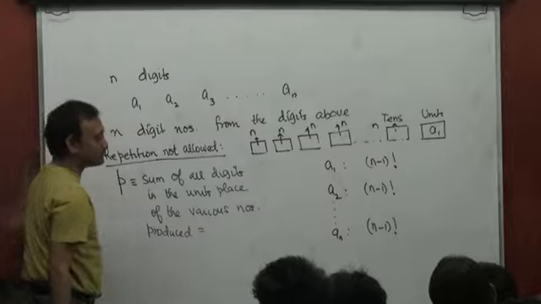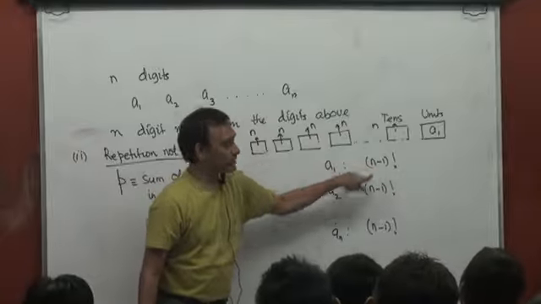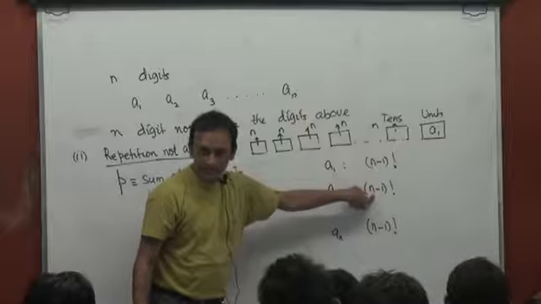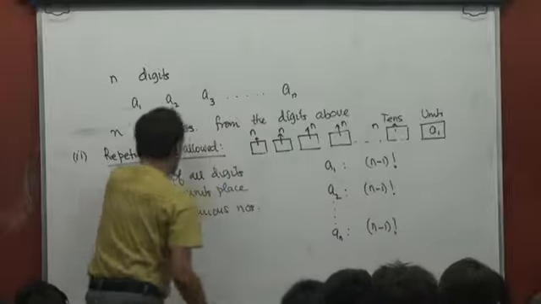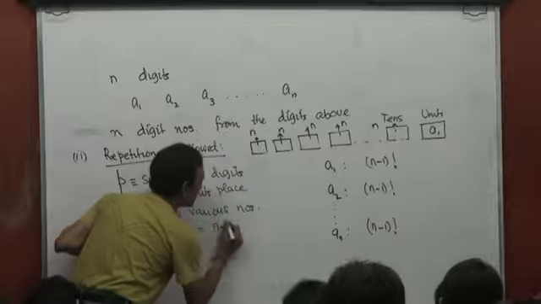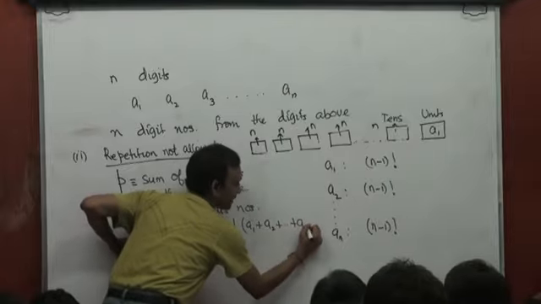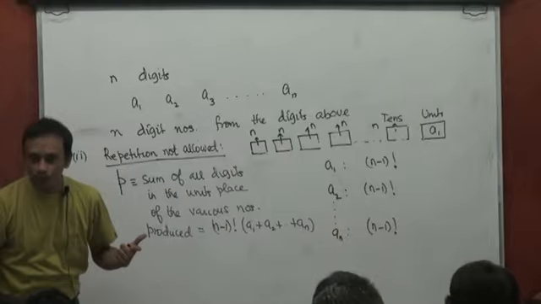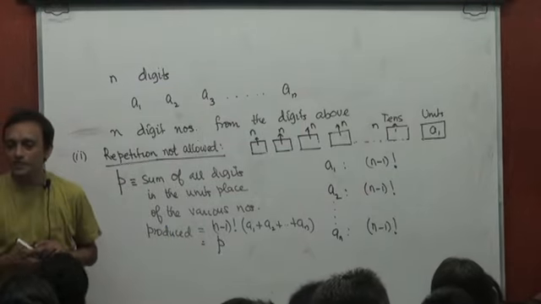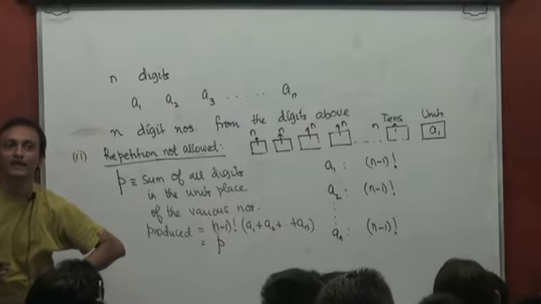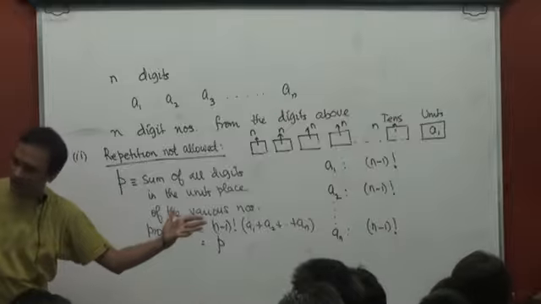Then that's going to be A1 appearing n minus 1 factorial times, so A1 into n minus 1 factorial. A2 appearing n minus 1 factorial times, so A2 into n minus 1 factorial. An into n minus 1 factorial. So the sum of all the units place is going to be n minus 1 factorial into A1 plus A2 plus An. No? Call it P. P is the sum of all the digits in the units place. And the same thing will hold good for the tens place. P will also be the sum of all the digits in the tens place, in the hundreds place, in the thousands place, and so on and so forth.